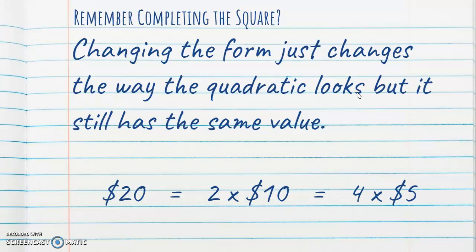Changing the form just changes the way that it looks, but it does not change the value. It's still the same value. The example I like to use is $20. Sometimes you just want a $20 bill. Sometimes you'd rather have 2 $10 bills. And sometimes you want 4 $5 bills. Now, why would you want that? Well, because they each serve different purposes. If you're going to the gym and you don't want to carry a bunch of bills, you just want one bill, then you want a $20. But if you got to pay 2 people, maybe you want 2 $10 bills. So it's easy to split it up.